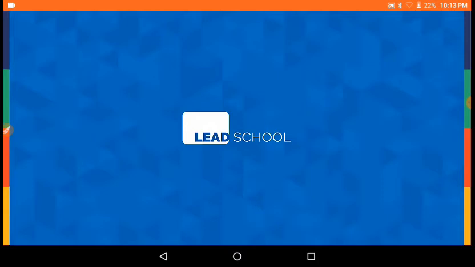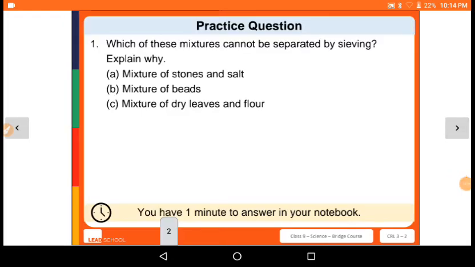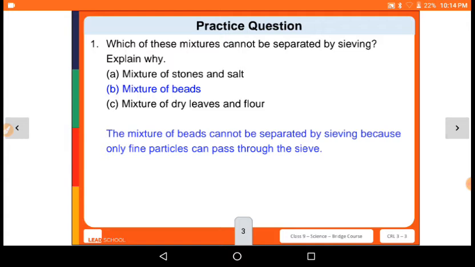Now we have learned some methods of separating mixtures of solid components. So let us now answer a few questions. Which of the following mixtures can be separated by sieving? Explain why. A mixture of beads can't be separated by sieving because only fine particles can pass through a sieve.